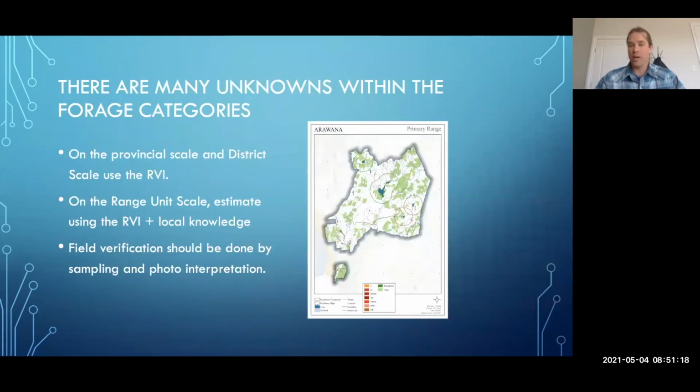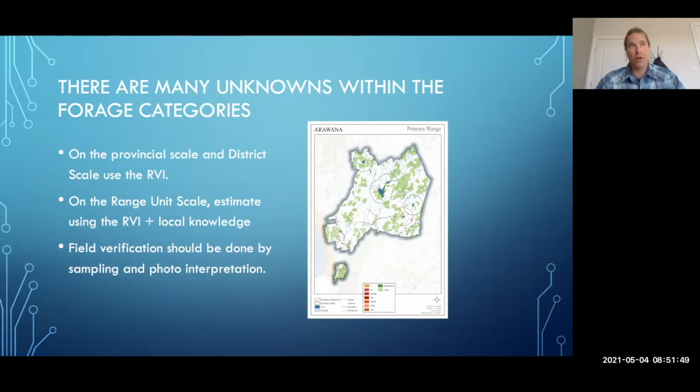And so, like I mentioned, unfortunately, we don't have great maps for every range unit. On the provincial scale and district scale, we generally would default to the range vegetation inventory. But on the range unit scale, if we're just looking at a specific range unit, then we can start getting better estimates using the range vegetation inventory, but then adding your local knowledge of what the different plant community types or forage types are there.